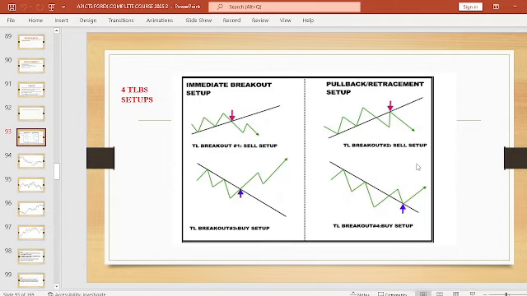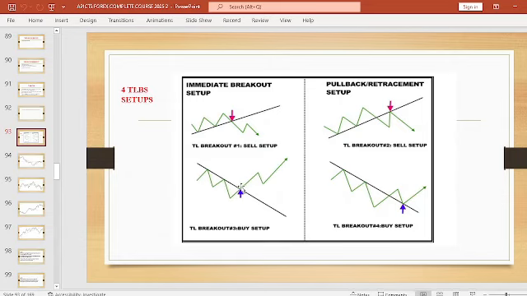Look at the third one. This is the downward trend line breakout. This is the immediate breakout also, but this time around we are buying. There's a downward trend line here. You can see the market is selling, and all of a sudden, you draw a trend line, and then when the price got to your trend line, it breaks out.